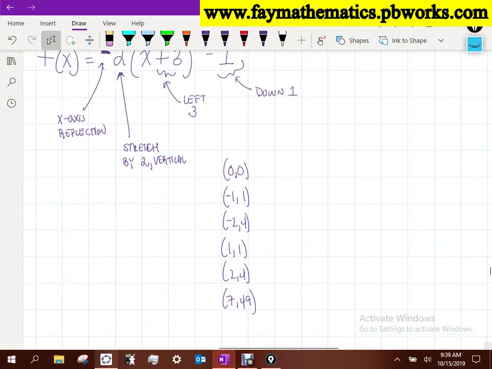what we're going to do, if those are our parent function points, we're going to apply all these transformations to them. Okay? Now, here's the thing. I want to go in this order. Horizontal translations, stretches, reflections, and then vertical translation.